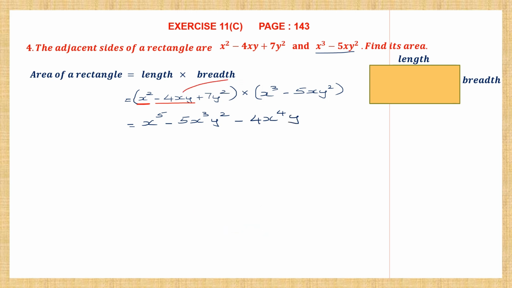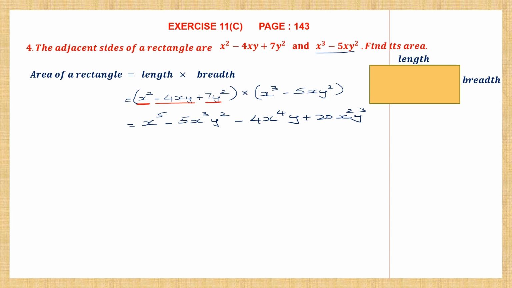Then we multiply this with the next one. So that is minus 4xy into minus 5xy square. So the signs minus into minus is plus. Numbers 4 5s are 20. Then x into x is x square. Y into y square is y to the power of 3. So here we have plus 20 x square y to the power of 3.